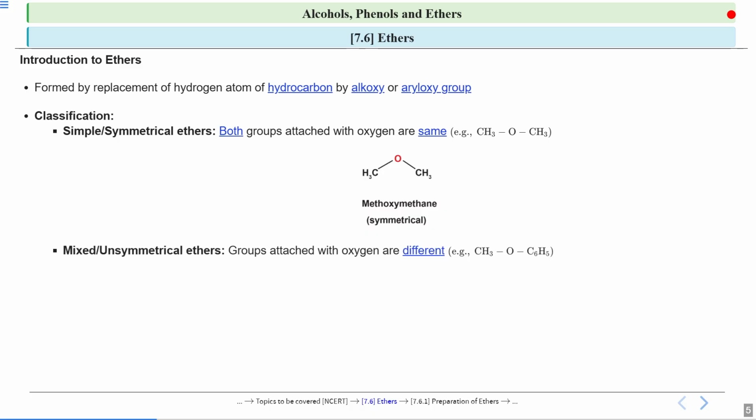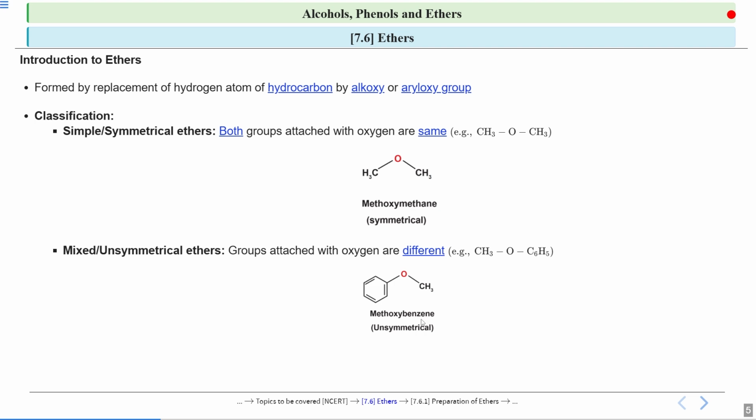Now if I talk about mixed or unsymmetrical ethers, in this the groups attached to the oxygen on your left and right sides are different. That means both the groups are different. Look at this example. At the right side, you will see a methyl group. And at this side, you will see a benzene ring. So both the groups are different. So this is a mixed or an unsymmetrical ether.